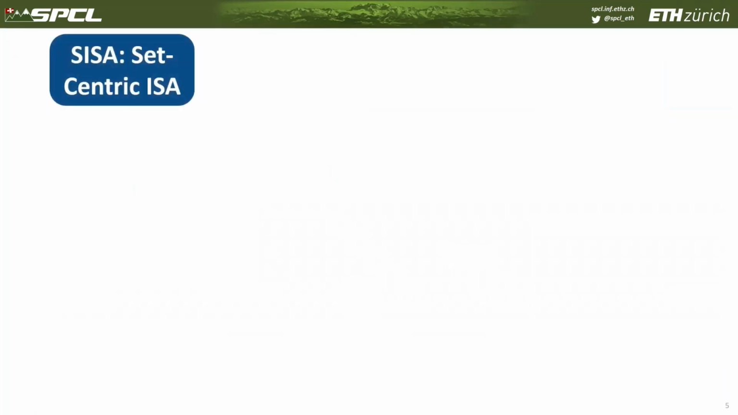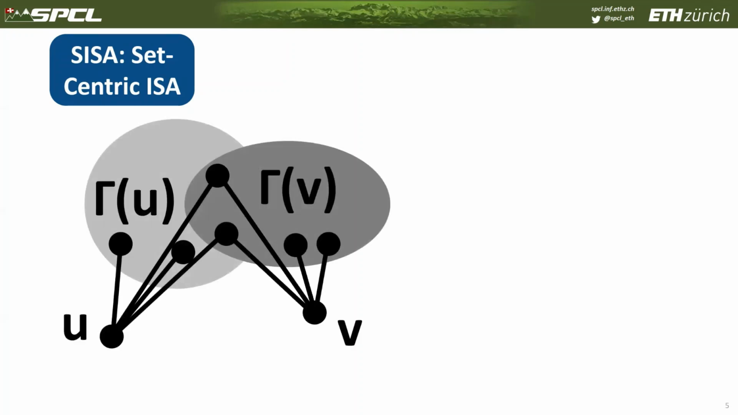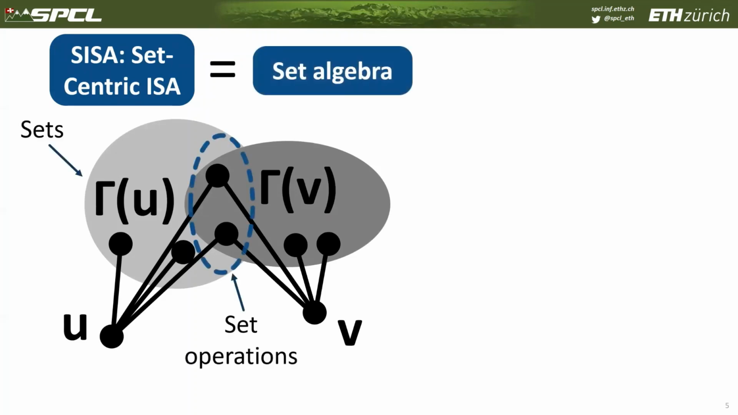So the ultimate outcome of our work is something we call SISA, which is a set-centric ISA. It sounds a bit mysterious, so let us take a look at this in a bit more detail. The fundamental part of SISA is the so-called set algebraic view of graph mining algorithms. In this set algebraic view, we are looking at graph mining algorithms through the perspective of set algebra building blocks. So we are trying to isolate fundamental building blocks in these algorithms, namely sets, such as sets of vertices you can see here.